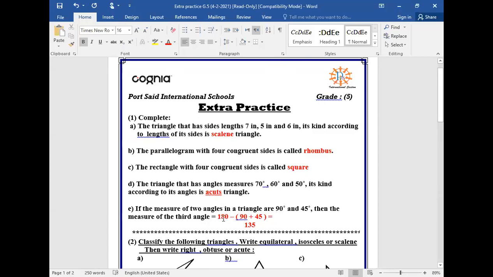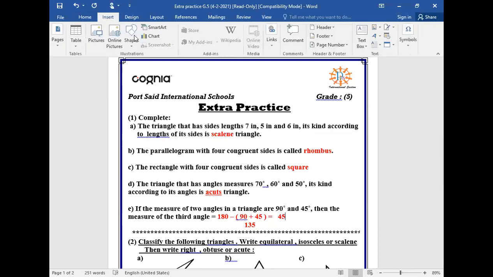We borrow 1 from 8. It will be 7, and 0 will be 10. 10 minus 5 equals 5. And 7 minus 3 equals 4. 1 minus 1 equals 0. Yes, this will be 45 degrees.